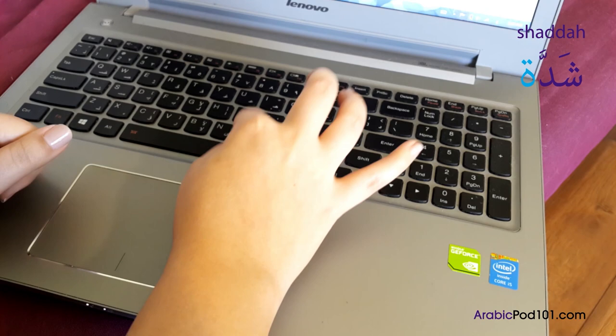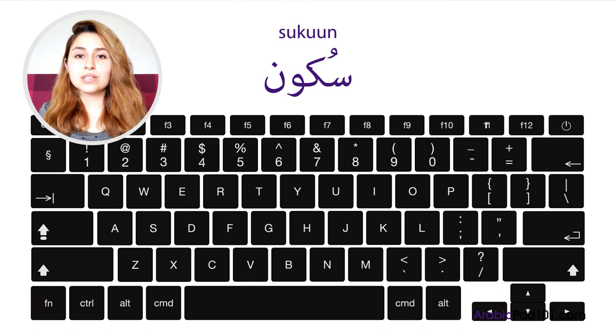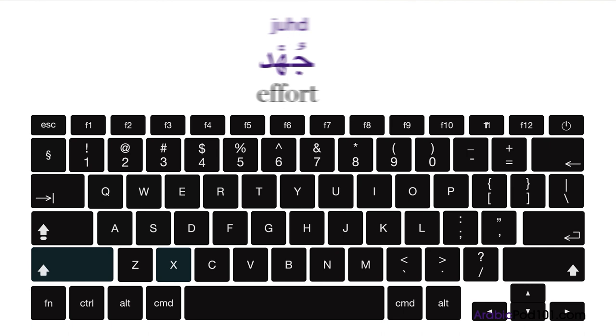Lastly, we have the Sukun. This is a voweling sign added to a consonant which doesn't have a vowel attached to it. It's especially used when there is another consonant following this consonant. You write the Sukun by pressing Shift X. Let's see an example for Sukun. The word Juhd. Look at the romanization of this word. You will notice that there are two consecutive consonants, ha and dal.